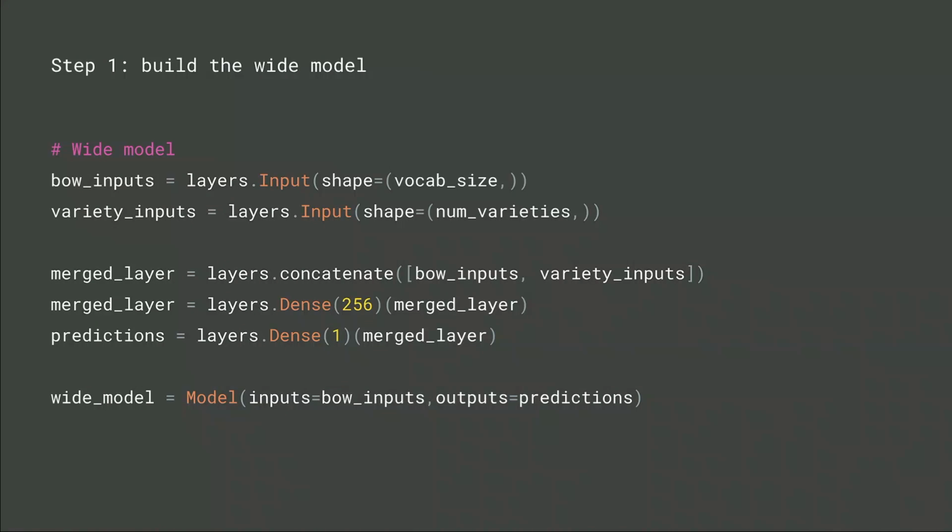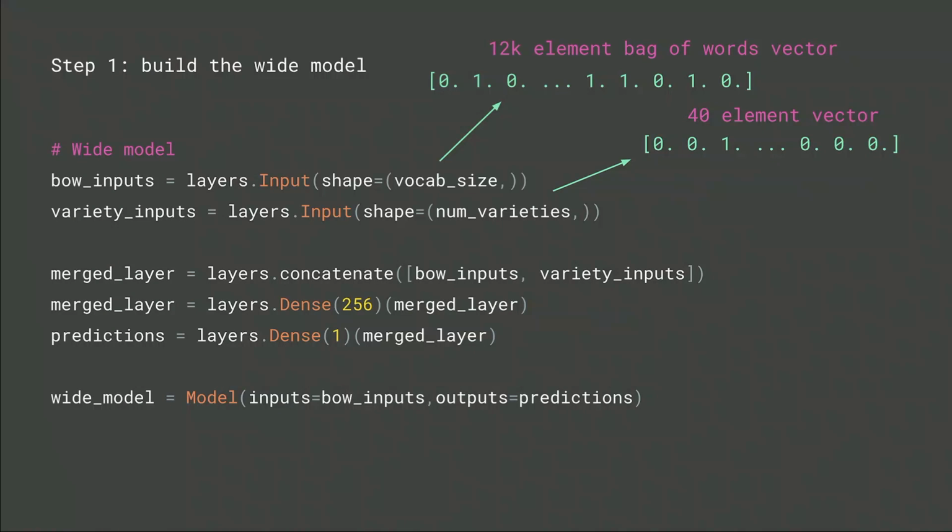So it doesn't take into account the order of words or the relationship between words. This wide model just takes into account whether or not this word from my vocabulary is present in that specific description. So the input for this type of input is going to look like this. It's going to be a 12,000 element bag of words vector. The way I'm representing my variety in my wide model is pretty simple. I've got 40 different wine varieties in my data set. So this is just going to be a 40 element one-hot vector with each index in the vector corresponding to a different variety of wine. Then I'm going to concatenate these input layers.